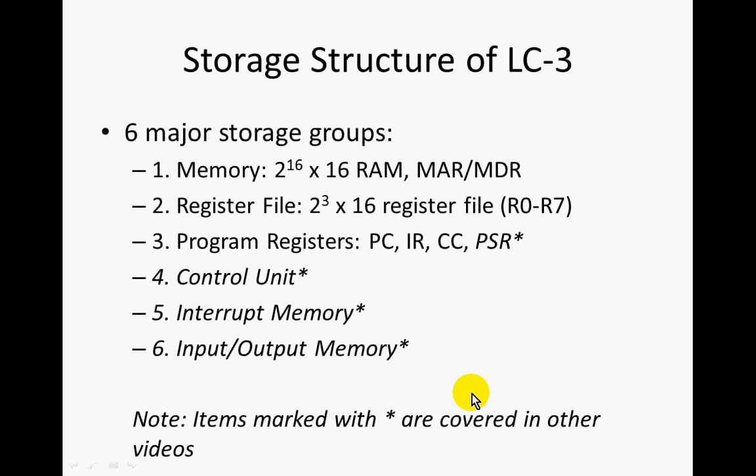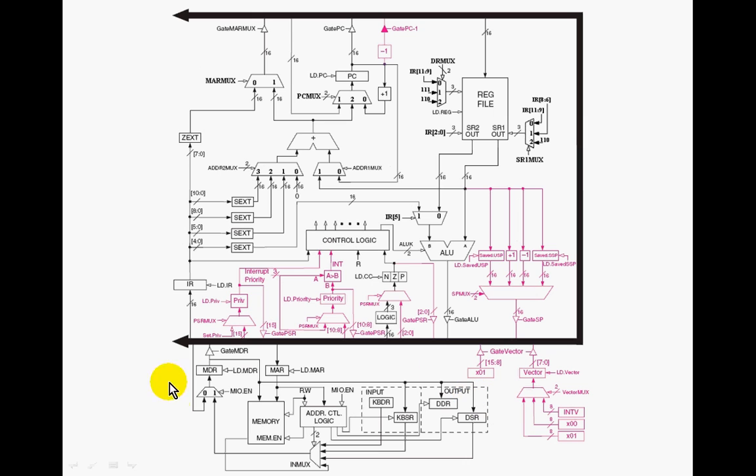To better understand the importance and role of different memory storage types in the LC3, I have broken the storage up into 6 distinct groups. Group 1, memory. Group 2, the register file. Group 3, registers used by LC3 programs. And, while covered outside of this video lecture, there is the control unit, interrupt memory, and input-output memory.